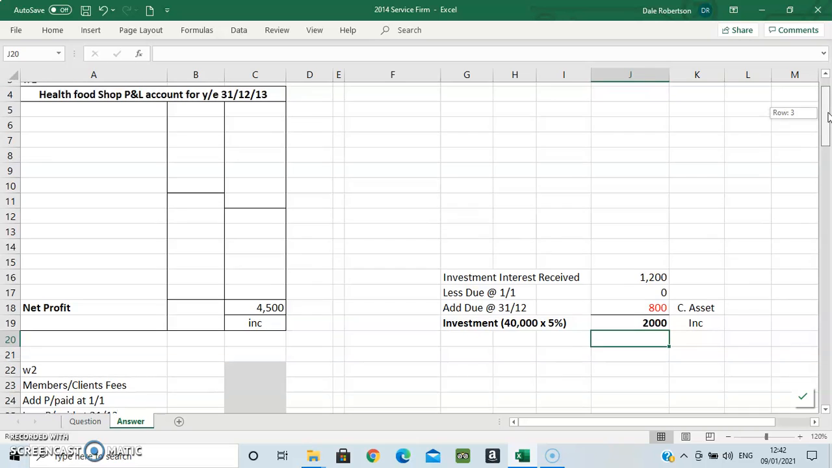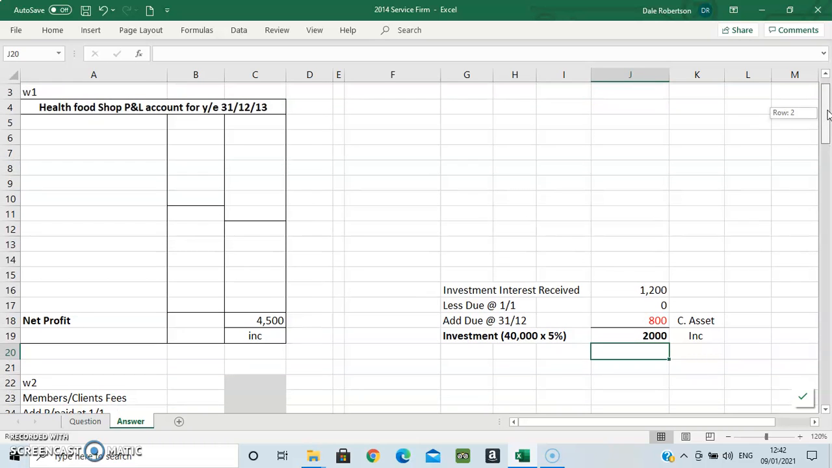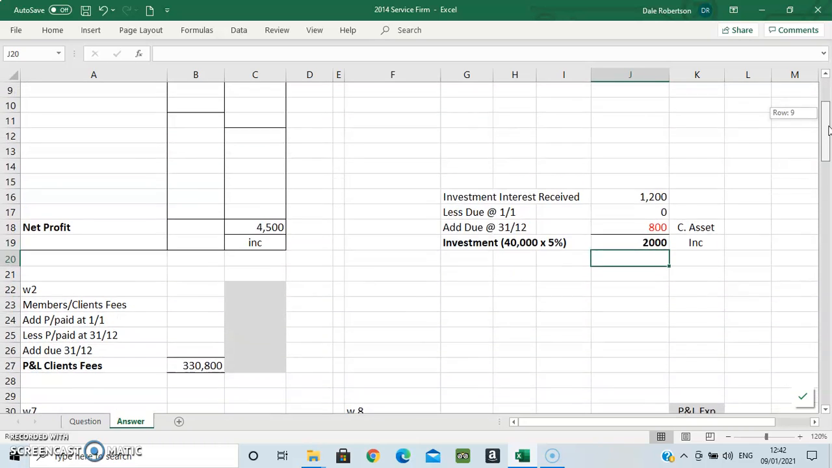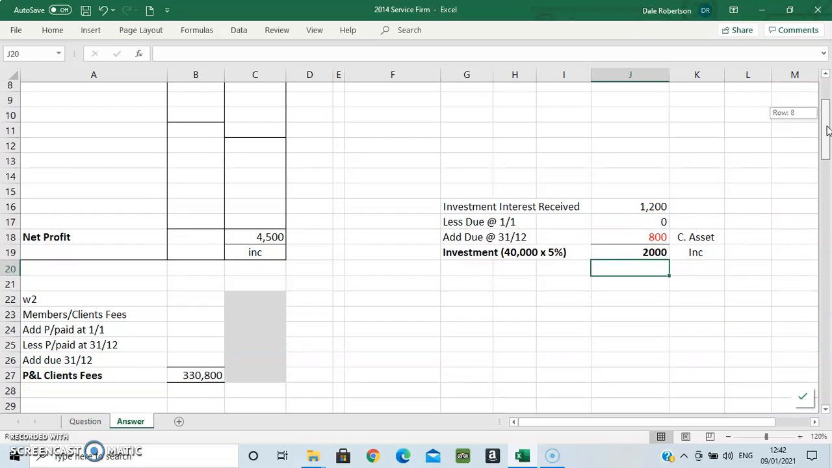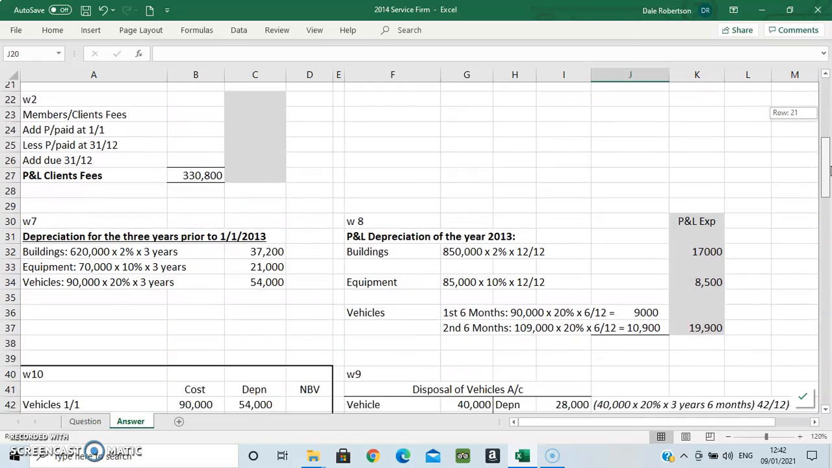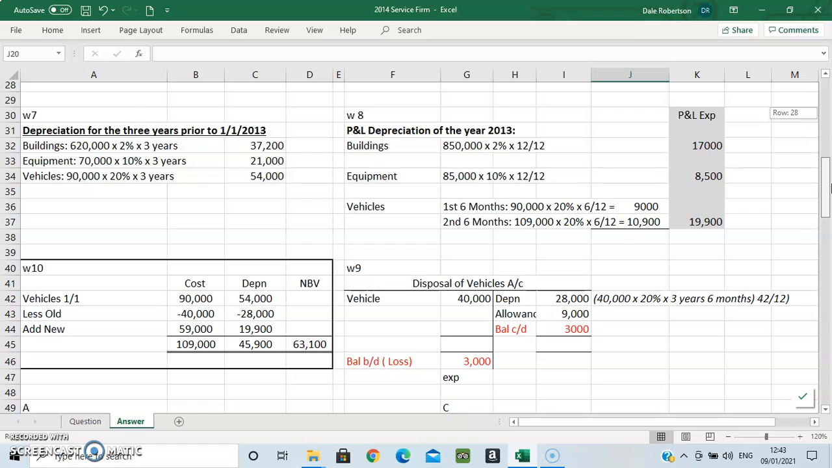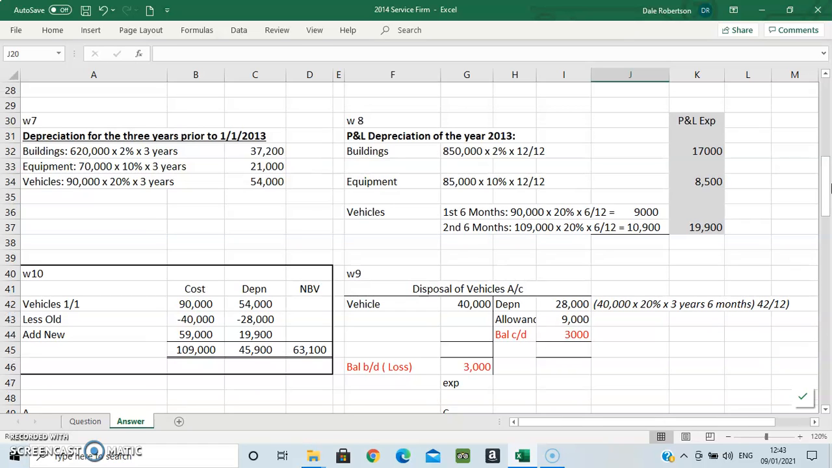That's a straightforward little work in there to do with investment interest. We've talked about the shop profit, we've talked about the client's fees. Now I'd like us to talk about depreciation. And I'm going to do the depreciation on all three assets here just while I'm at it to help you along. So first off, we must do this. I call this work in 7. Perhaps it'll be work in 8 or 9, depending on your prior work.